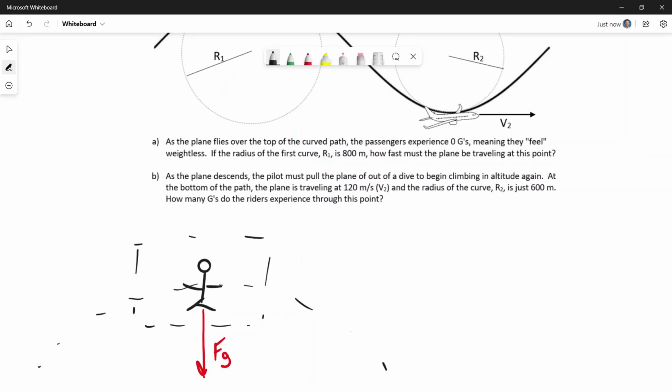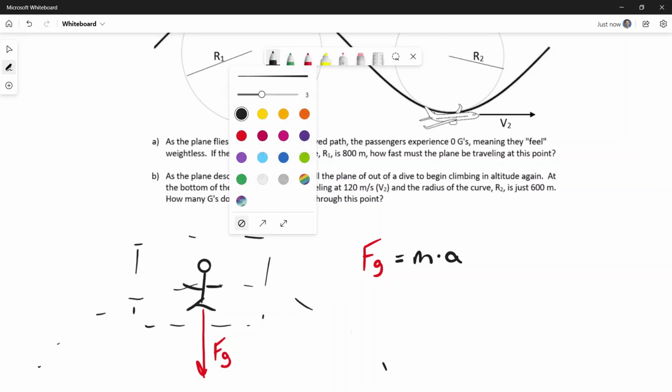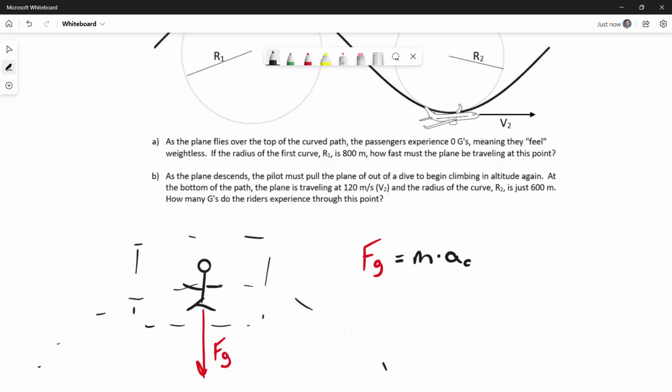And we can look at, well, what is their acceleration at that point? Well, if there is only one force, that force, Fg, Newton's second law says F equals ma. Well, that's going to cause that mass to accelerate. Except in this case, we are moving in a curved path. So this is a special kind of acceleration. It is a centripetal acceleration.